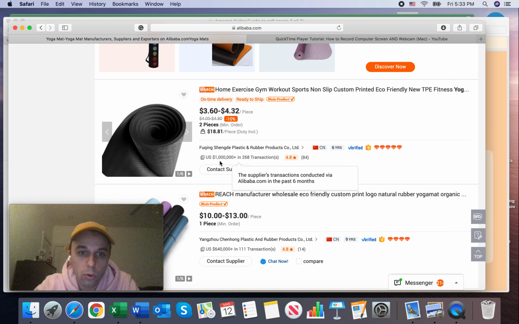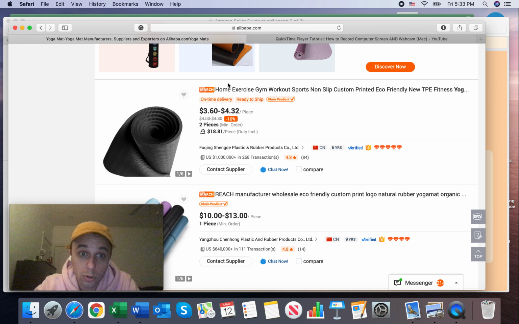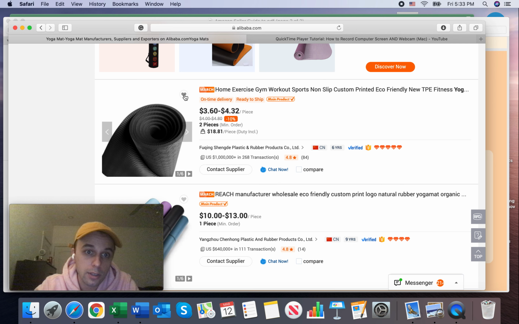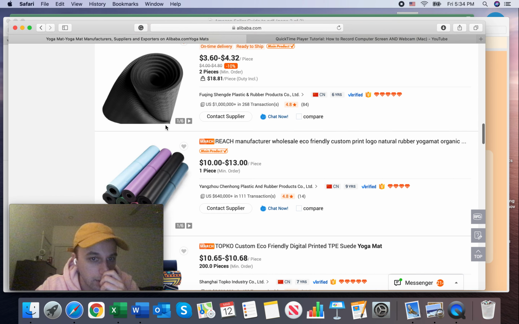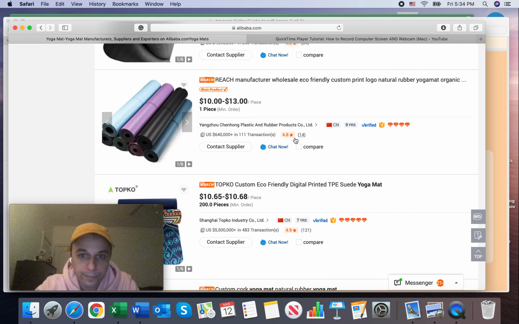And this supplier has already done $1 million plus in transactions, in the volume they sold to Amazon sellers. So this supplier definitely passed my characteristics. I'm going to save it to my favorites to contact this supplier in bulk with other suppliers. I just click on this heart-shaped sign on the top right corner of the image of the product and it's going to be saved. Let's go to the next one.